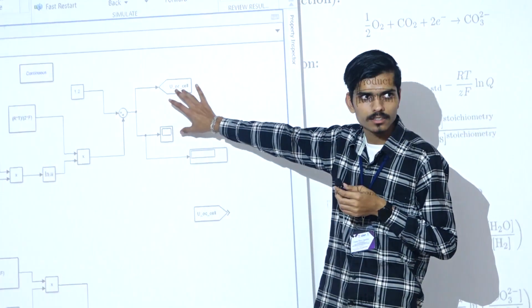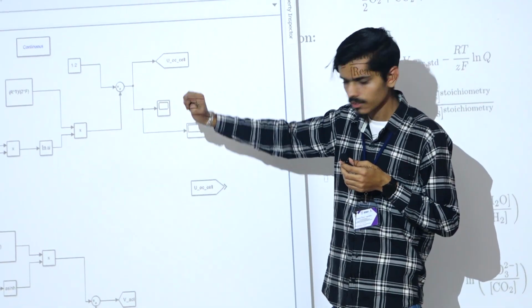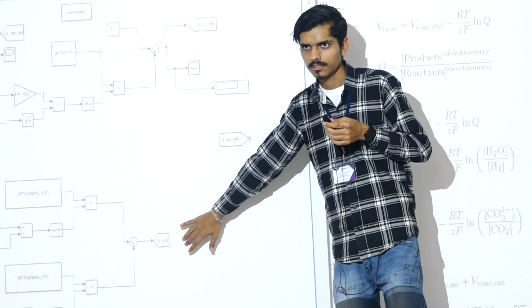Which one did you change from concentration to activation? They are asking that. Yes, the second. This is activation only. Open circuit voltage and activation voltage.